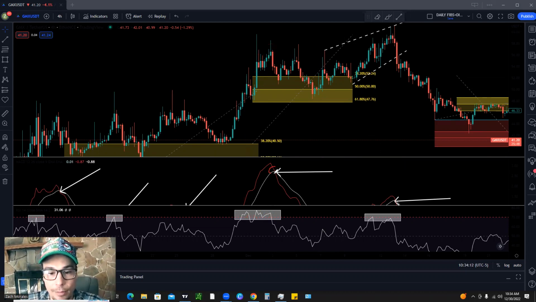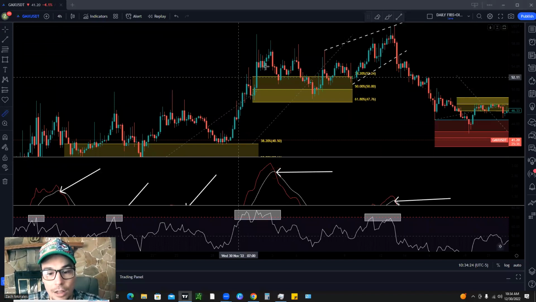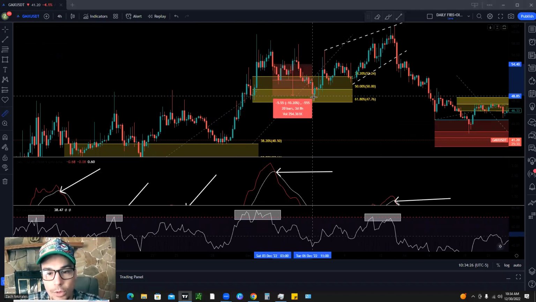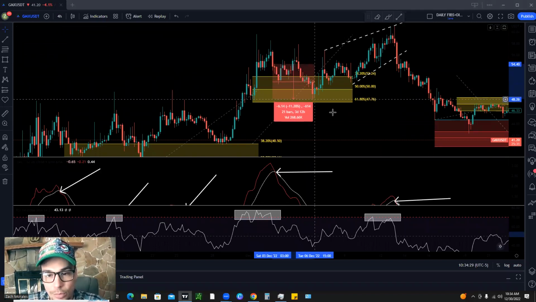Sure enough, we end up getting a MACD sell signal afterwards. So our first signal that we could have some bearish activity: relative strength index overbought. Number two is going to be this MACD sell signal. And if you take a look, there was yet again another sharp drop. Okay, we dropped about 11% right there.